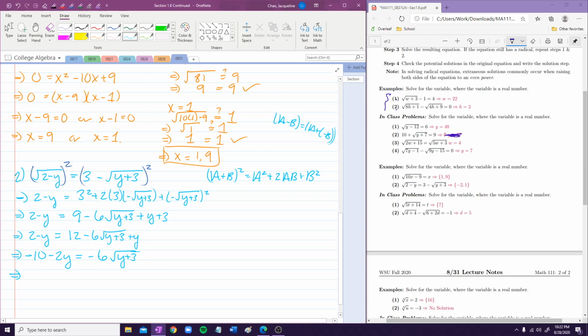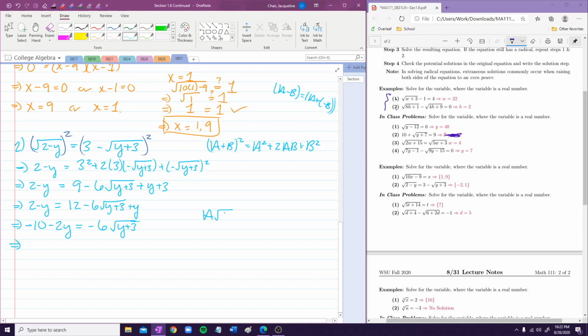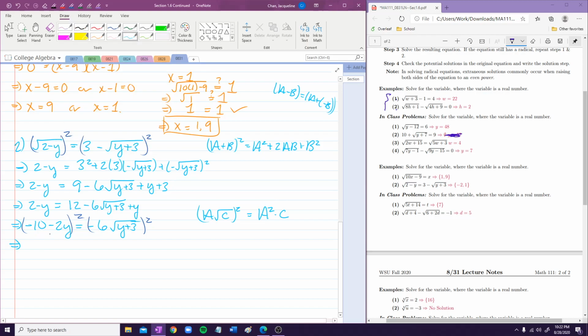You could make sure this has a coefficient of positive 1. It doesn't matter, as long as you know that if you have a times the square root of c, quantity squared, this is going to be a squared times c, because the square root squared is just c. All right, so let's do that. I'm going to square both sides. The main reason why I'm not dividing both sides by 6 is because I'm going to get fractions, and fractions are gross, so we're going to avoid them as much as possible.